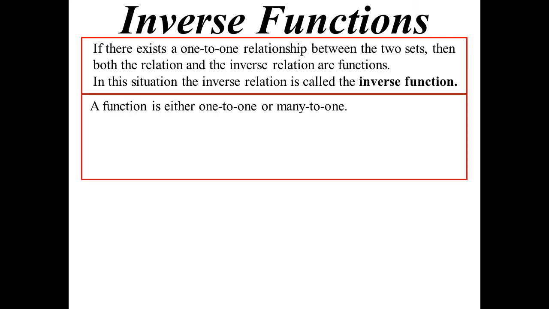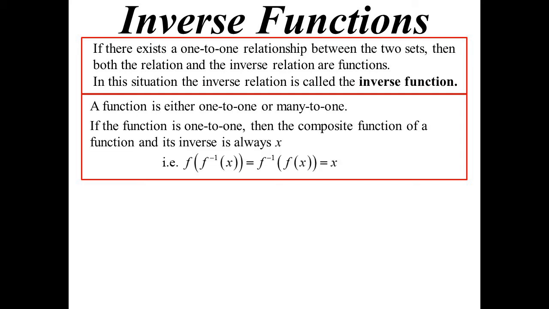Now, a function is either going to be one-to-one or many-to-one. If it does turn out to be one-to-one, then we know it has an inverse function. And the composite function of a function and its inverse will always turn out to be x. So if you substitute the inverse function into the function, you should get x. If you substitute the function into the inverse function, you should get x.